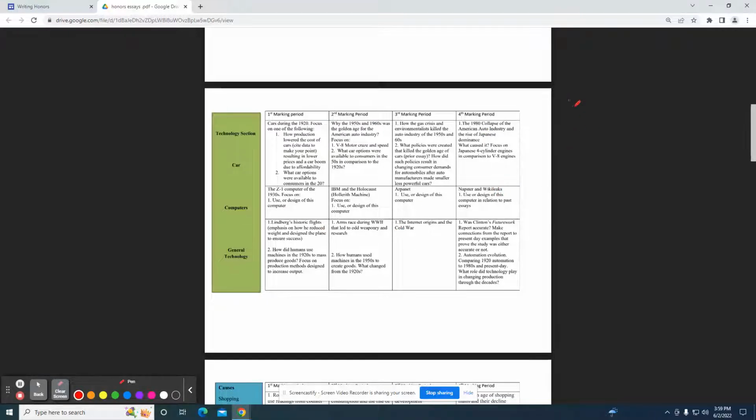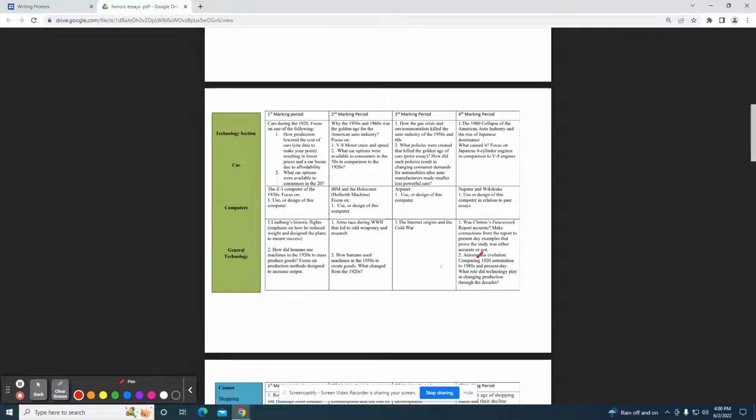Napster and WikiLeaks. So you want to talk about Napster or WikiLeaks, their either use or their design. How were these two designed or how were they used? WikiLeaks definitely is a little more political. Napster is going to focus more on copyrights. So you could focus on how the software or how the website was developed, or you can focus on what it was used for, or you could even address the political implication and outcome of those new technologies.